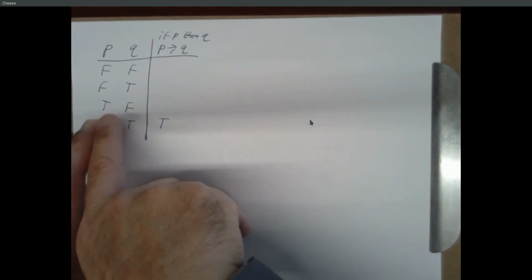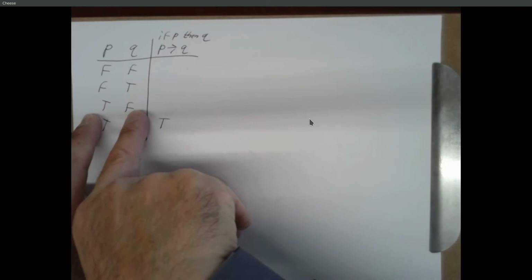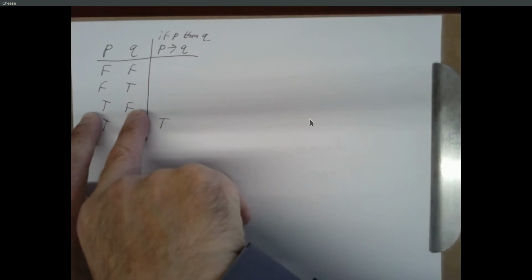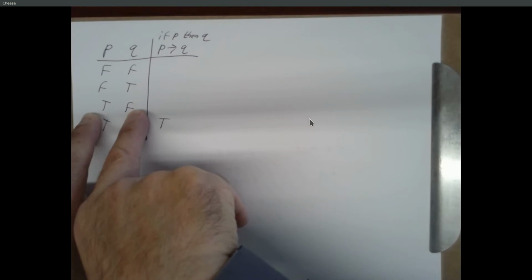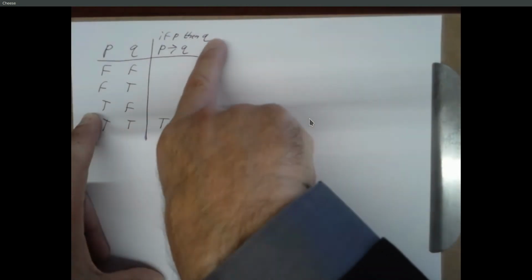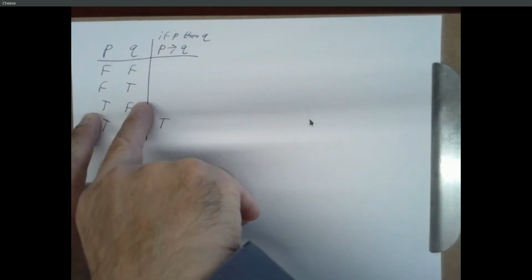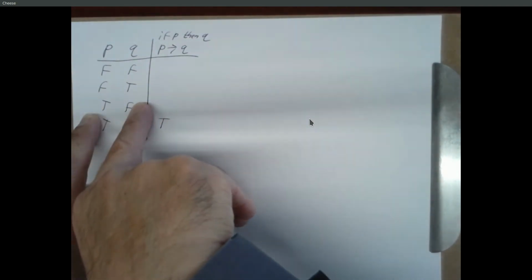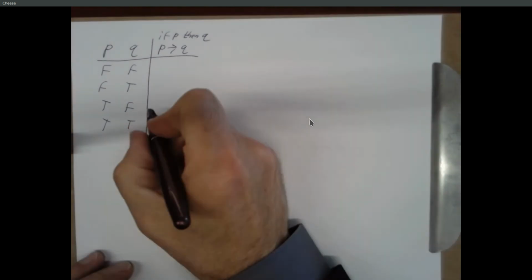On the other hand, suppose P is true and Q is actually false. Are we correct to say if P then Q? Right, this is exactly the opposite of reality. We're saying if P is true then Q is true. Well, in this case P is true, but Q is not true. Q is false. So in this case, the implication is false.